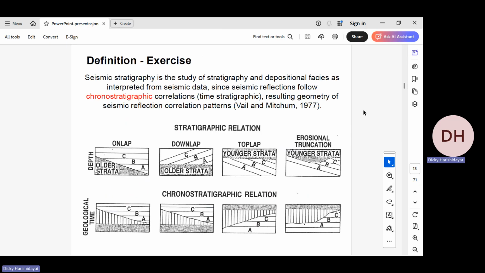This is just a basic exercise about stratigraphy, where we need to restore the layers, the strata, back to the depositional time to be able to create a chronostratigraphic relationship.